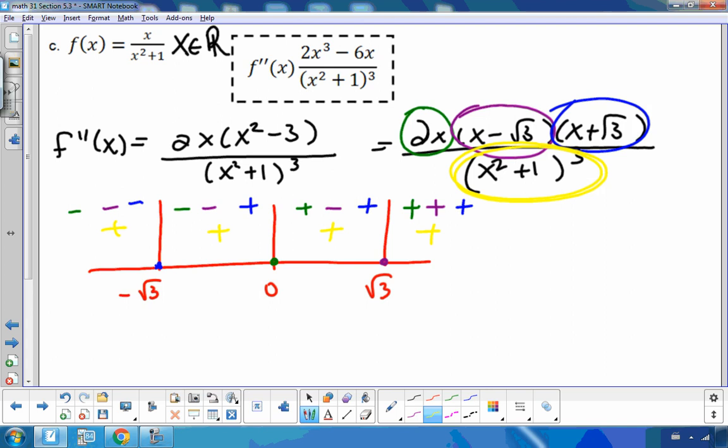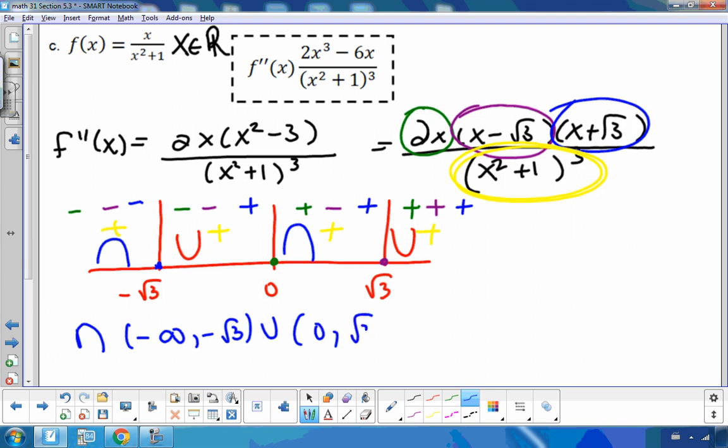Okay, so let's look at my first interval. I have 3 negatives. So this is going to be negative, which is concave down. In the second interval, I have 2 negatives, which make a positive, so it will be concave up. Here I have 1 negative, so that will be concave down. And all of these are positive, so it's going to be concave up. So let's look at concave down. Intervals of concavity: it's concave down from negative infinity to negative root 3, or from 0 to positive root 3.